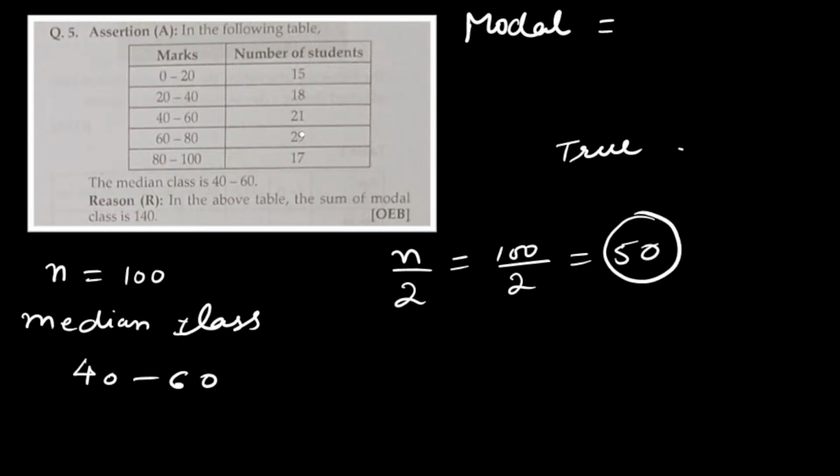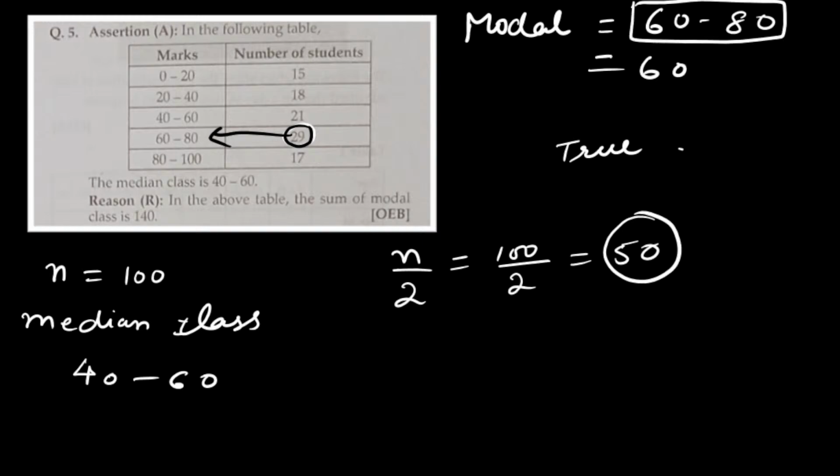Yes, 60 to 80 is the modal class. Highest frequency you have to see. Highest frequency is 29. Opposite to 29, the class interval is 60 to 80. So 60 to 80 is the modal class. They are telling sum of the modal class. So sum of the modal class means both the intervals, when you are adding 60 plus 80, you are getting answer as 140. So that's also true. First one is also true. So C option is the correct option.